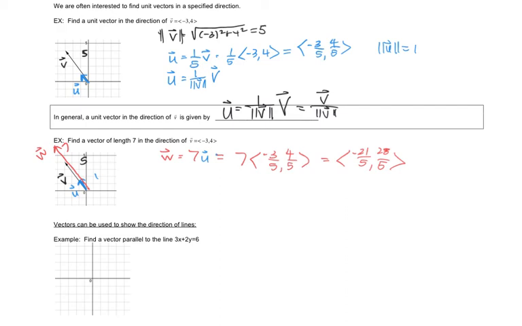Now you might have said, I could go directly from v to w by multiplying by 7/5. You're correct, you could. You could have said w equals 7/5 times v. You would be dividing by the 5 and multiplying by the 7 at the same time. I did it in 2 different steps.